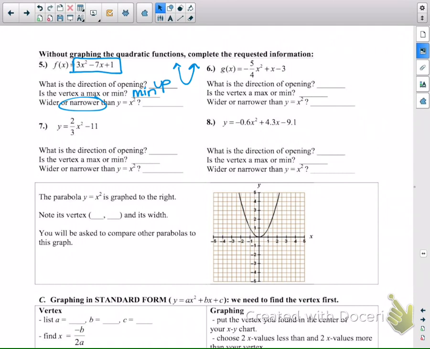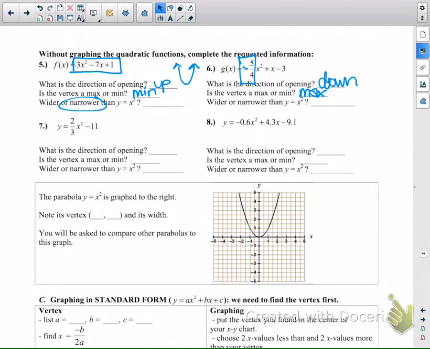Fractions, like fractions less than 1, like 1/2, 3/4, any of those, that's what's going to make it wider. Okay? All right, so same type of thing for the next one. What is going to tell me the direction of opening in 6? The negative 5/4 there tells me it opens which way? Down, which makes our vertex a what? Maximum.